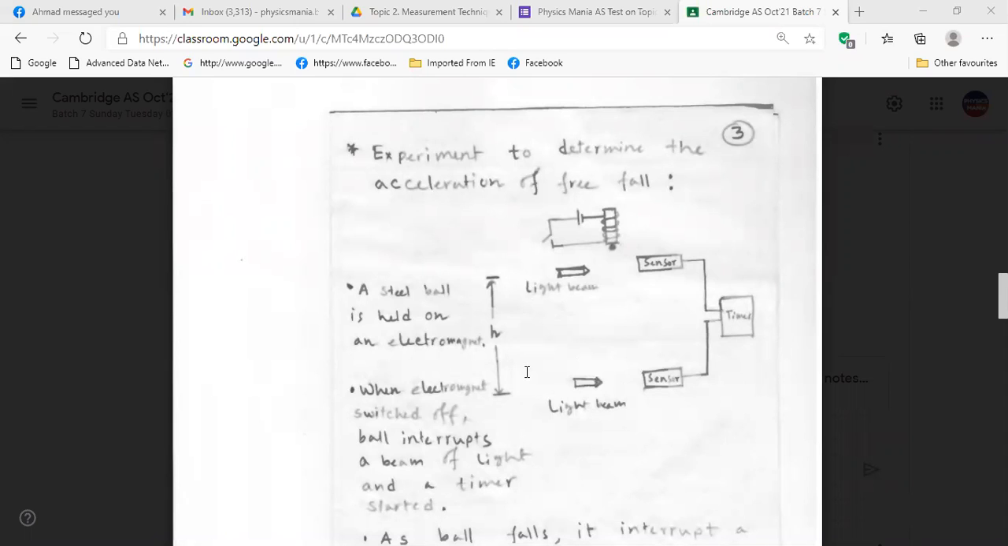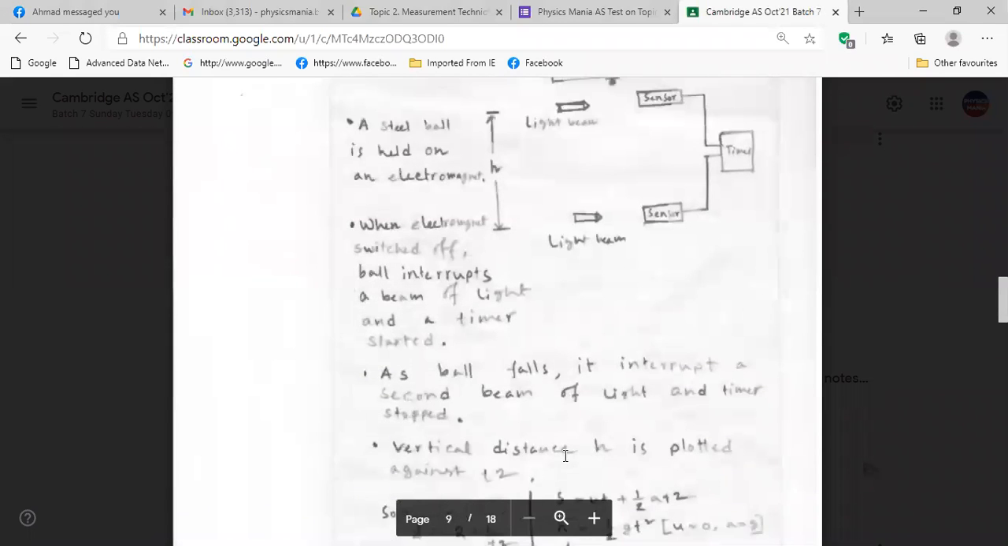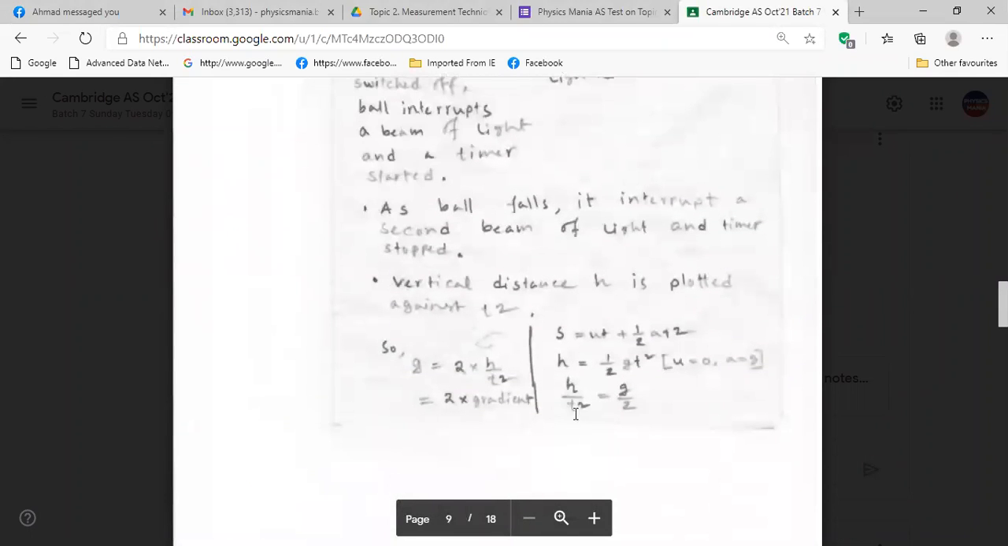We can plot a graph, and from that graph, if we take the gradient, we will get h by t square, right? This way we get h by t square, and h by t square is giving you g by 2 according to this equation, because u is 0 when you are dropping or releasing the object from anywhere. That time the initial velocity is 0, right? And the acceleration of the ball is the acceleration of free fall, that is g.